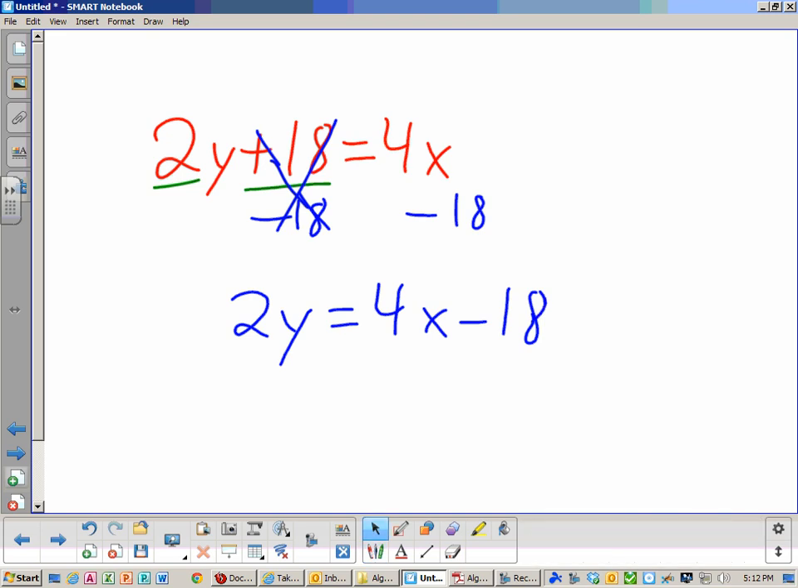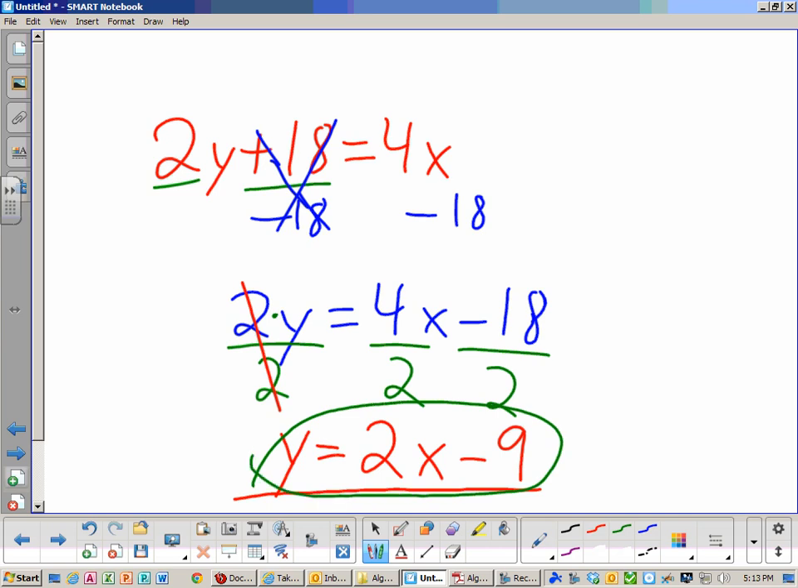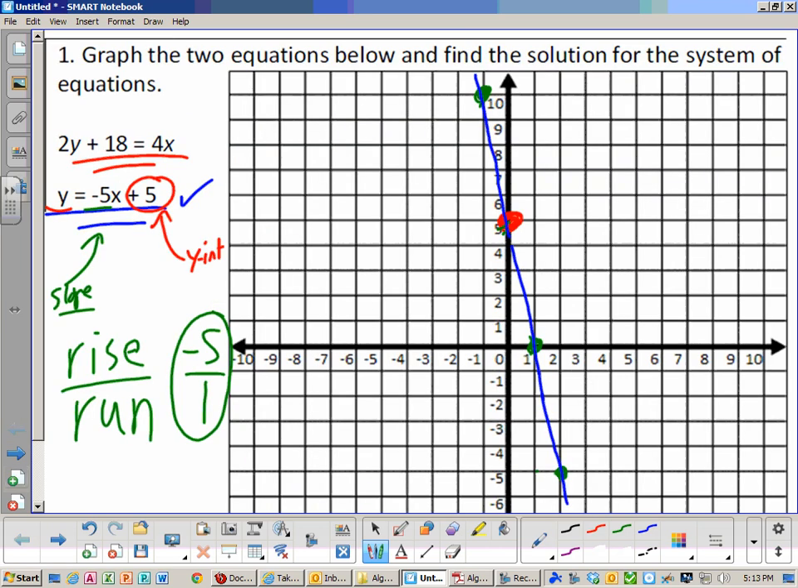Now for the next part. Divide, right? Because this is 2 times y, the opposite of multiply is divide. Divide by 2, divide by 2, divide by 2. Everything is divided by 2. These two will cancel. I'm left with y equals 4 divided by 2 is 2x, and then negative 18 divided by 2 is negative 9. So there is your real equation, right? Y equals 2x minus 9.